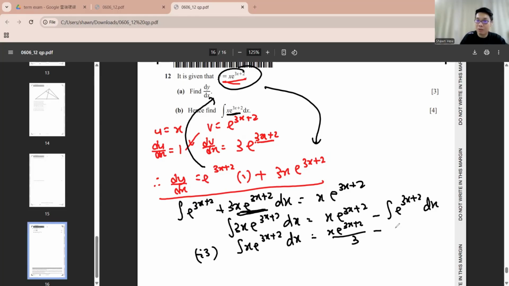So here I integrate first. It's initially divided by 3. And then I divide by 3 again. And then remember, this is integration. We put a plus c. So this is my final answer.